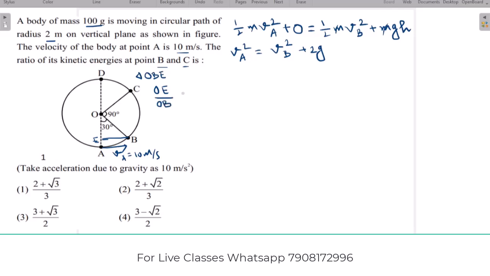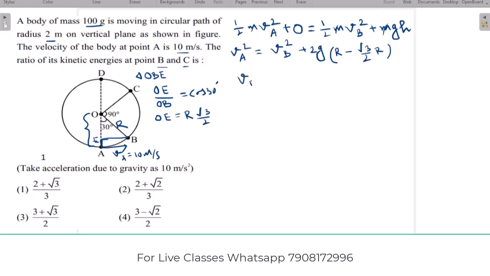From the triangle OBE, we can write OE is the base, and base divided by OB, the hypotenuse, is equal to cos 30 degree, cos theta. So, OE is equal to OB, OB is the radius, let us say radius is R. So, OE is R cos 30 degree, cos 30 is root 3 by 2. So, OE is root 3 R by 2, but we have to find the height AE, that is total R minus OE. So, h is R minus root 3 by 2 R.